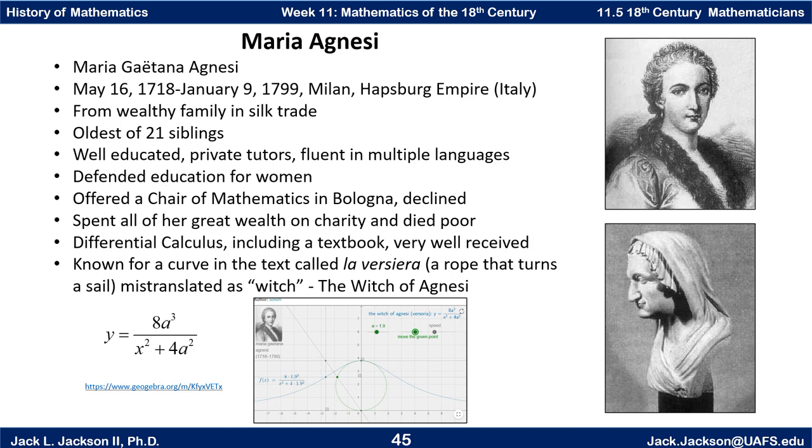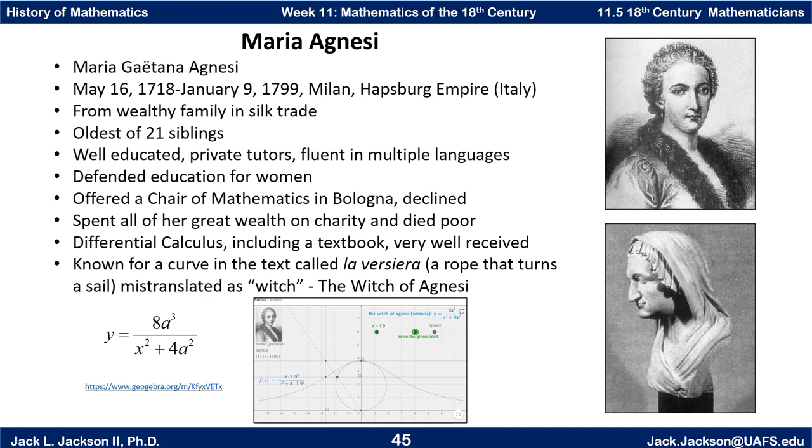She came from a wealthy family in the silk trade, which, of course, being a wealthy family, afforded her the ability to get a good education. She was the oldest of 21 siblings. Her father had multiple wives sequentially. She was well educated by private tutors, and apparently she was fluent in very many languages. And she was an outspoken defender of education for women in a time when women were not by and large educated at the higher levels as much as men.